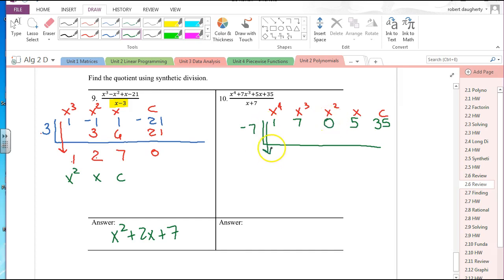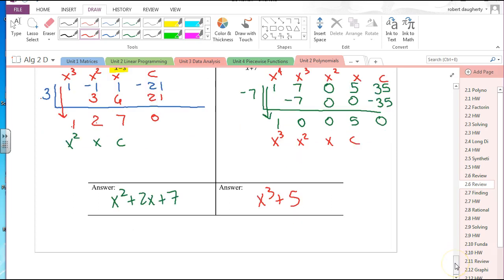If I bring this 1 down, 1 times negative 7 is negative 7. Add those to get 0. Negative 7 times 0 is 0. Add that to get 0. Negative 7 times 0 is 0. Add that to get 5. Negative 7 times 5 is negative 35. Add that to get 0. And if I look, how do I read this answer? This is my x cubed term, and this is my x squared, my x, and my constant. So the answer to this is simply x cubed plus 5. And that is it. That's the end of the review.